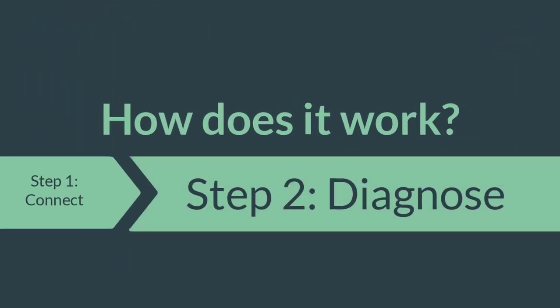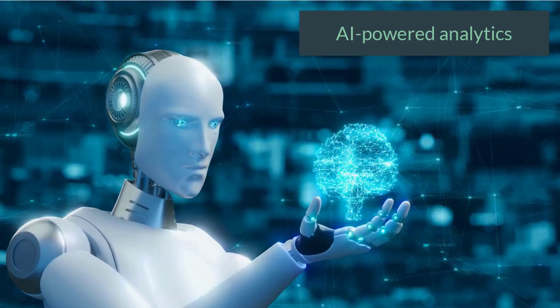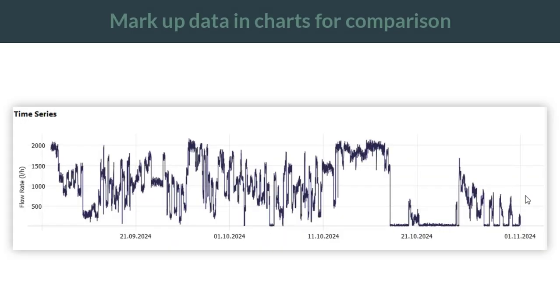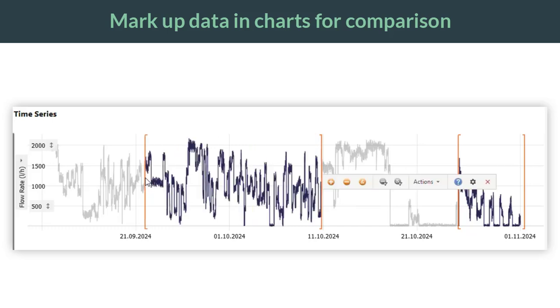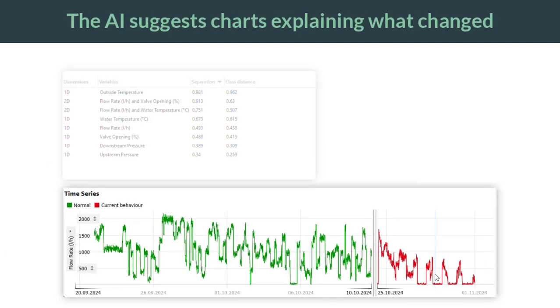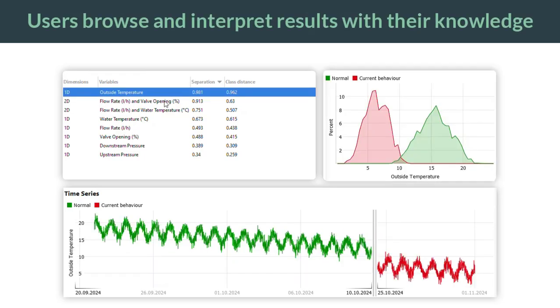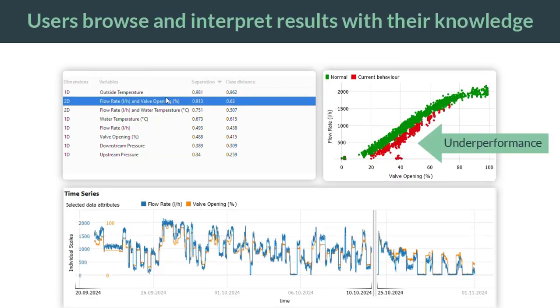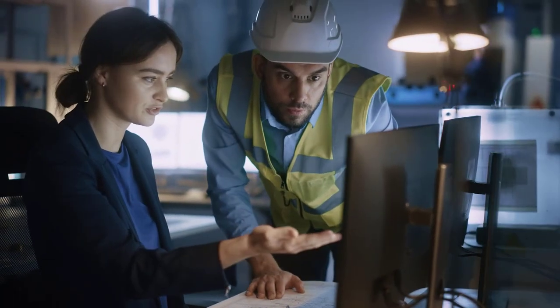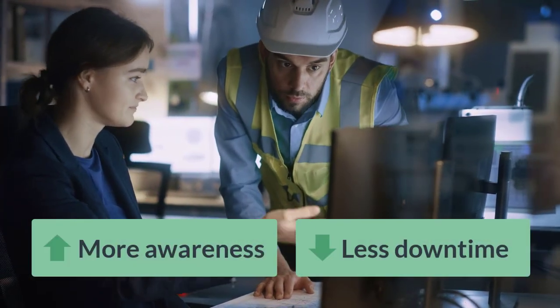For diagnostics, Visplore combines AI-powered analytics with the expertise of your subject matter experts. To tell what's relevant, users simply mark up data right in pre-configured charts. For example, to compare the current asset behavior to normal operation. The AI suggests charts to explain what has changed. Users simply browse and interpret the results with their knowledge. That's root cause analysis at the speed of sight, for more awareness and less downtime.